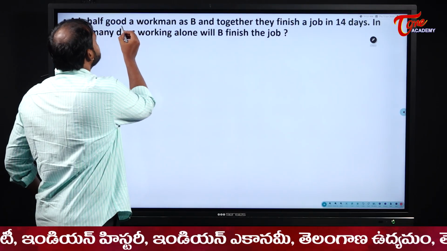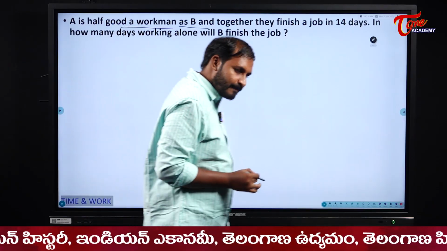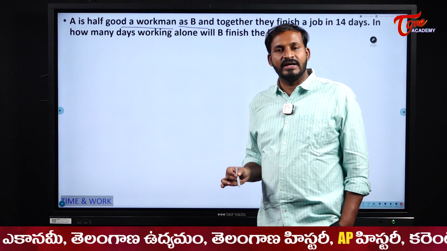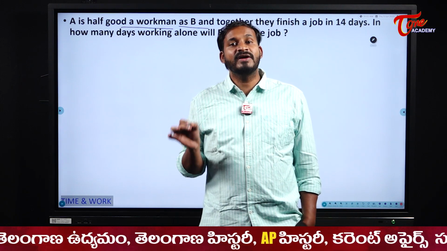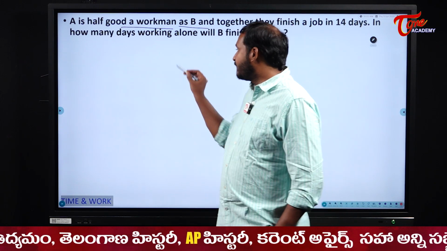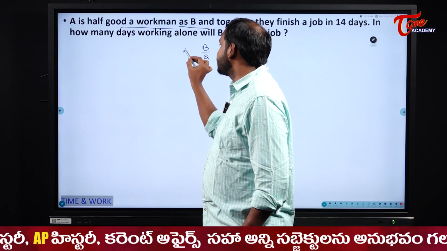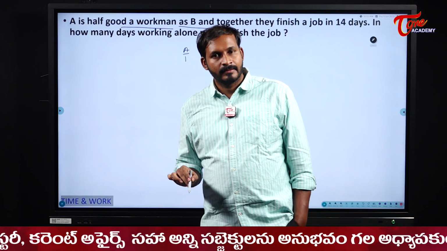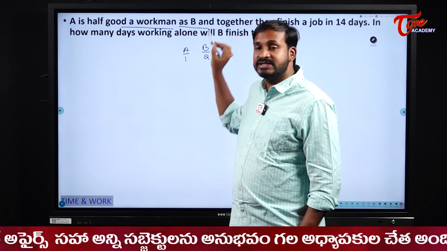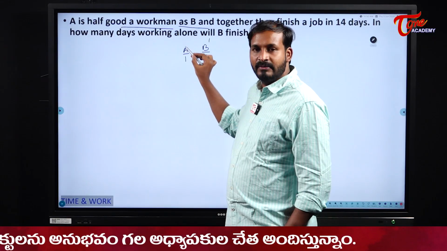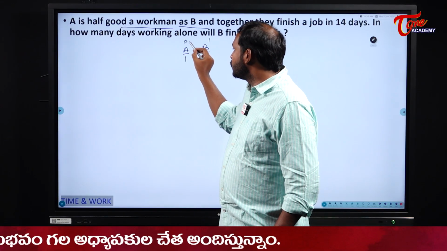See here, A is half as good a workman as B. From this statement, tell me what is the relation between the efficiencies of A and B? That means if I take B's efficiency as 2, what about A's efficiency? 1, right? Why? Because A is half as good as B. Now students, if you want, you can take B's efficiency as 1. Then what will be A's efficiency? It will become 0.5.